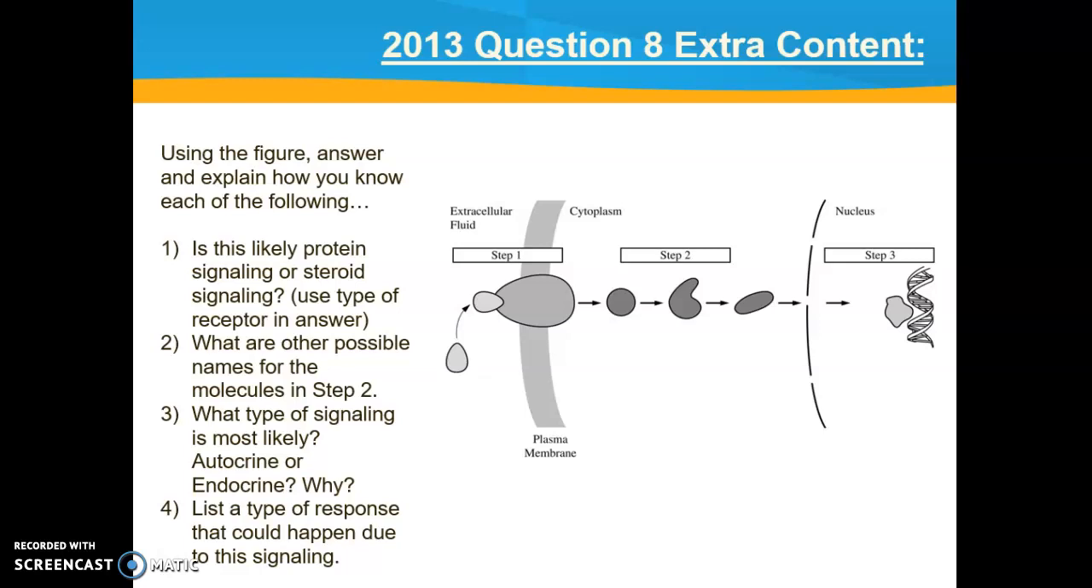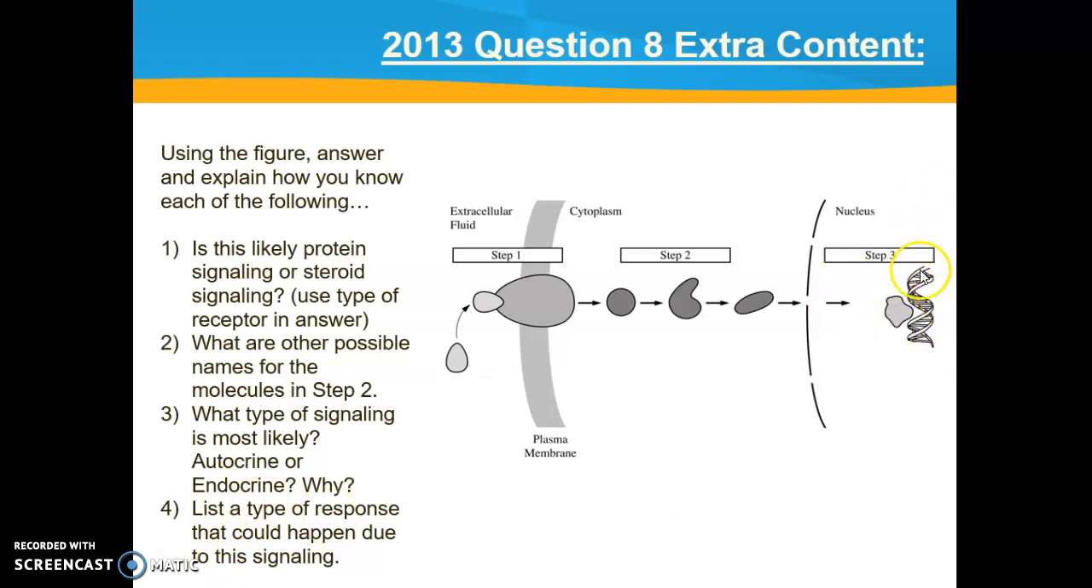And then number 3, what type of signaling is most likely occurring here? Is this going to be autocrine? Is this going to be endocrine? And then how do you know? Because we're looking at this coming from the extracellular fluid, this is most likely not autocrine. If it was autocrine, we would see the signal coming out of the cell and then being received by the cell. But because this looks like it's coming from somewhere else, we can assume that it's endocrine, or we could even say paracrine, but that wasn't really an option here. The fact that it's not coming from the cell itself, it's coming from somewhere else, means we would say that it's not autocrine.